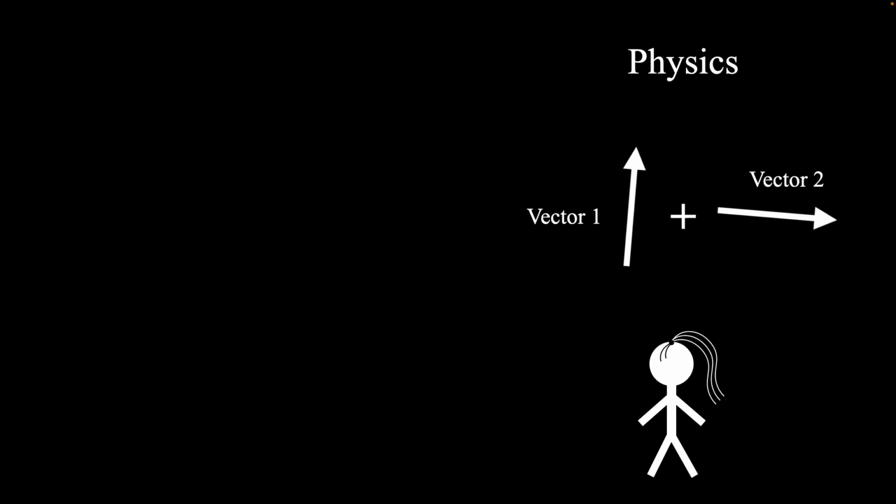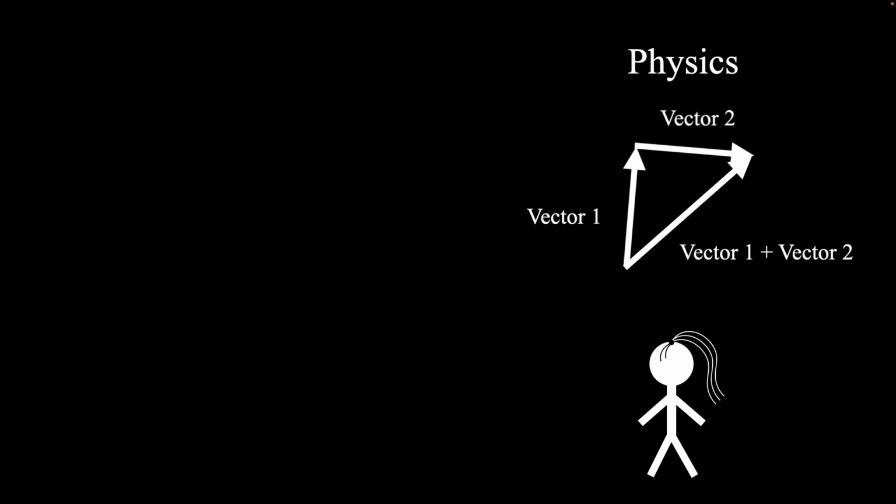The steps involved in adding two vectors are straightforward. First, take the tail of one and move it to the head of the other. Then, go from the tail of the initial vector to the head of the second one. The new vector that results is the sum of the two. So, that's the basic setup when working with vectors in a physics class.